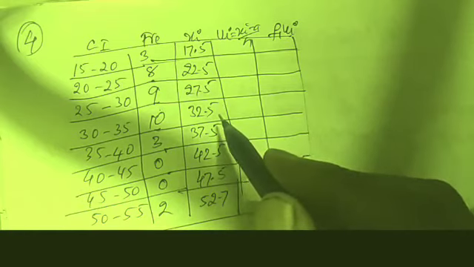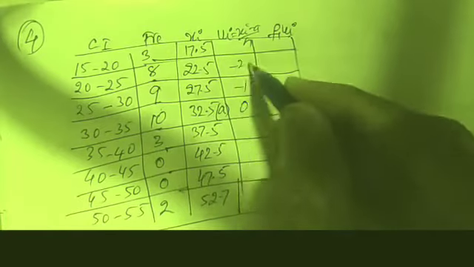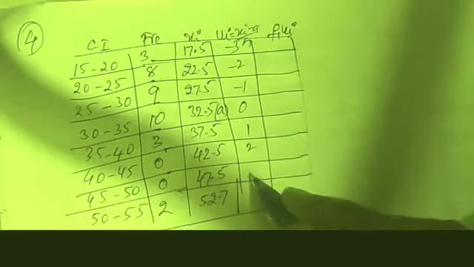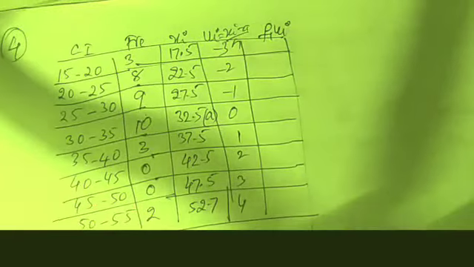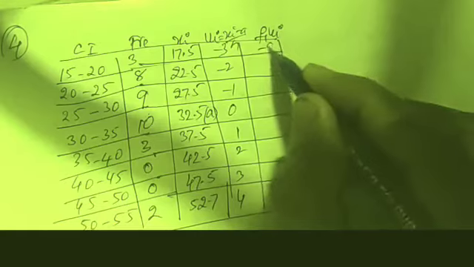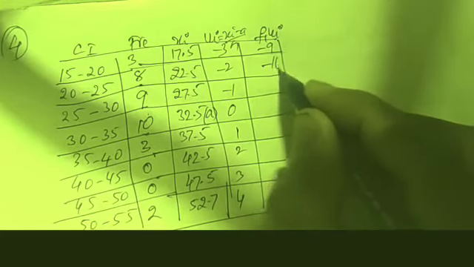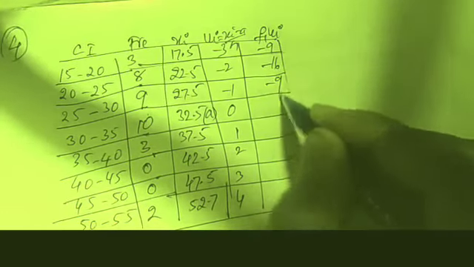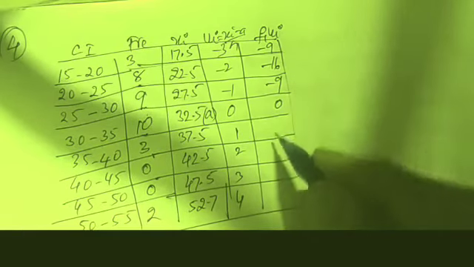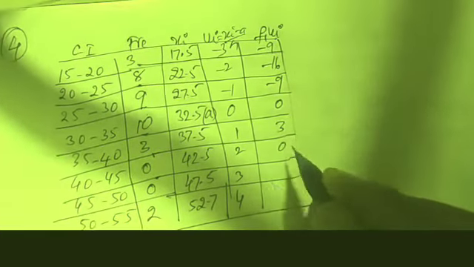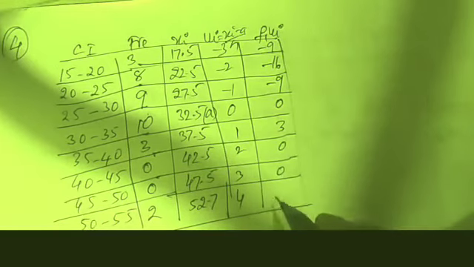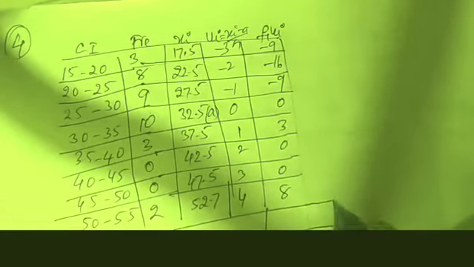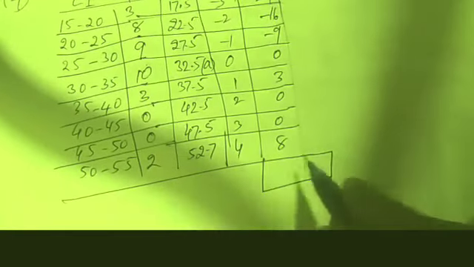Now I take 32.5 as A. Above values are negative, A value is 0 in ui. So below 0 all positive values 1, 2, 3, 4. Now multiply fi into ui. 3 3s are 9, 8 2s are 16, 9 1s are 9, 10 zeros are 0, 3 1s are 3, 0 2s are 0, 0 3s are 0, 2 4s are 8.